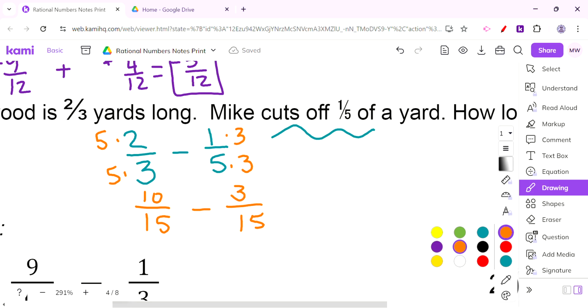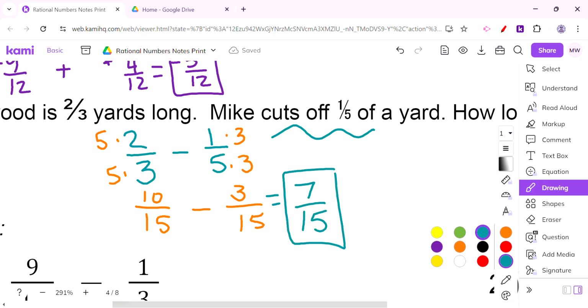And now you can do keep, change, change, or you don't have to. I am actually opting not to do it because 10 minus 3, you don't need to do that. 10 minus 3 will get you 7. So you don't need to do keep, change, change to do that. They're both positive.